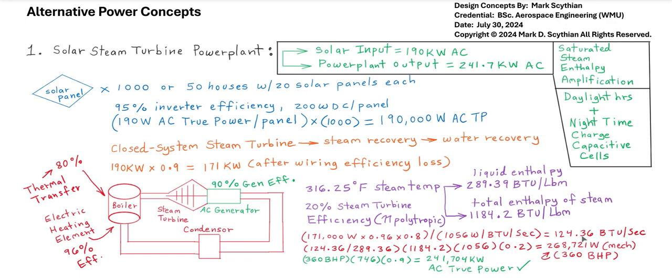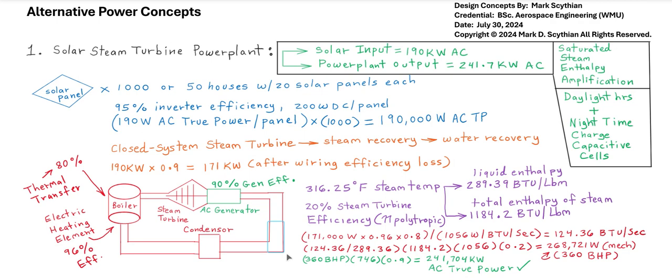So we have the 124.36 BTUs per second divided into 289.36 BTUs liquid enthalpy, and then that ratio is multiplied times 1184.2 total enthalpy of steam power output, and then we know that 1 BTU per second is 1056 watts of power. So these summations here, except the 0.2, would be the actual steam power, but when we push that steam power against the turbine, then we can only get 20% of that steam power into mechanical power. So we end up getting 360 brake horsepower off of vaporizing approximately half a pound of water in 1 second at 124.36 BTUs. That's taken from the 171,000 watts of AC power harnessed from the solar panels.